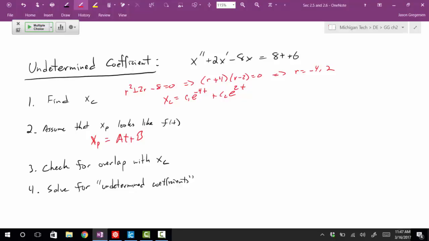My complementary solution is a bunch of exponentials. They look nothing like AT plus B. I'm all set. Okay? So my guess is xp is AT plus B. All I need is to figure out what A and B are. How am I going to figure out what A and B are?